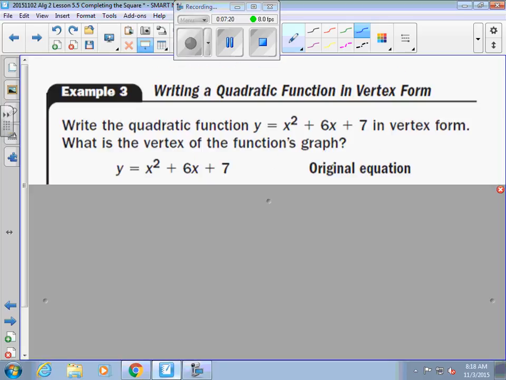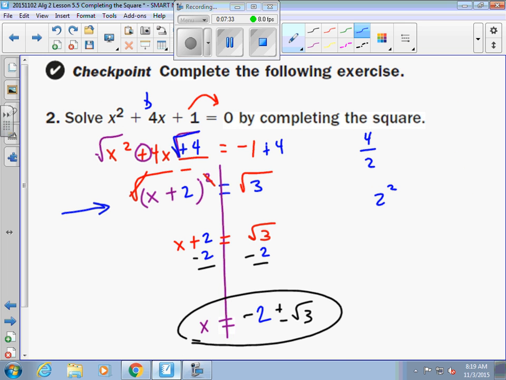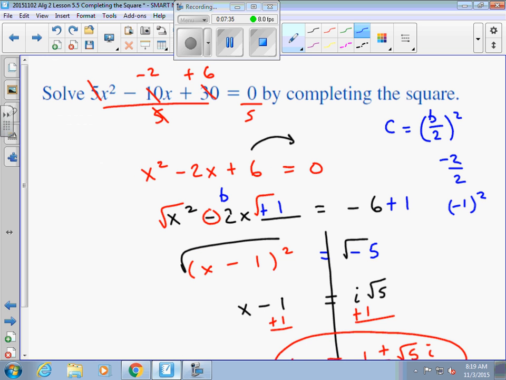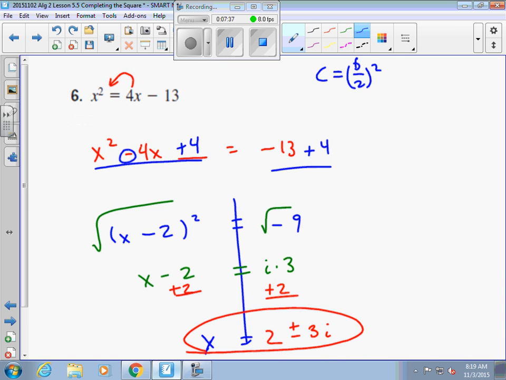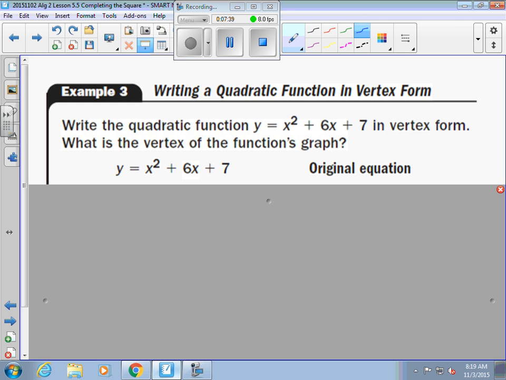Okay, vertex form is almost the same thing, except the difference in vertex form, you could see it's not just one variable. When we were completing the squares, you had x squared and you had x to the first power, but all you were dealing with was x. When you're talking about vertex form, it gives you a quadratic equation: y is equal to x squared plus 6x plus 7.